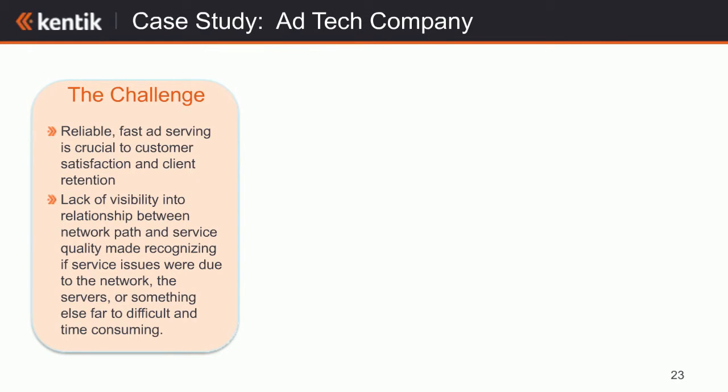So the one last thing I want to leave you with in terms of the success we're having here and the way this is being put to use is a case study of one of the Kentik customers who's deployed this technology, how they've used it, and what the results are. This particular organization is an ad tech company. And for ad tech, it's really, really crucial that you serve advertisements quickly, efficiently. It's all about client retention and customer satisfaction. These companies are there.